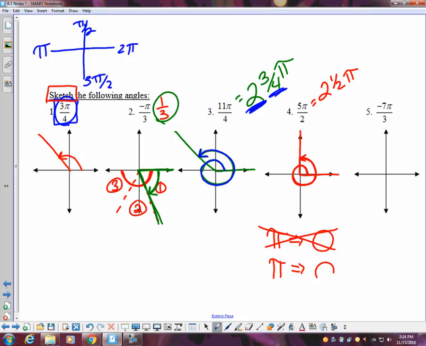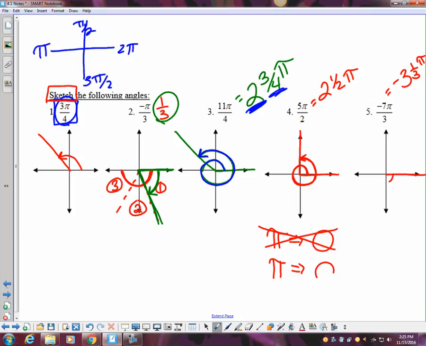Okay, number 5. Okay, how many pi's is that? Well, let's see. That goes up. Don't lose your negative because that tells you which way to swing. 3 1/3 pi. So here I start. I got to swing down, and I got to go 3 1/3.